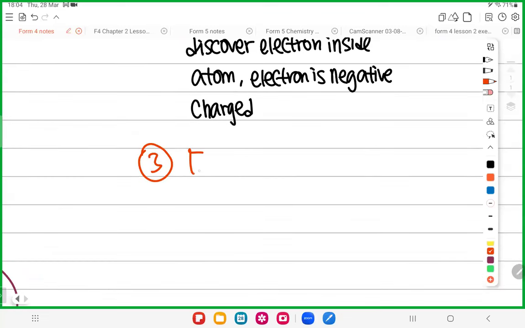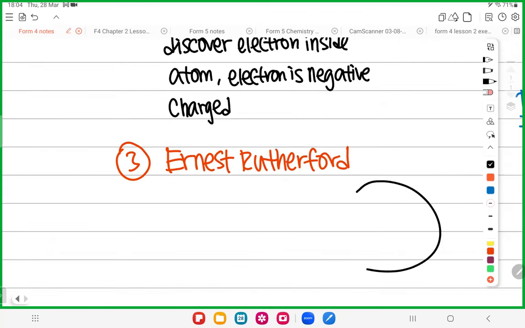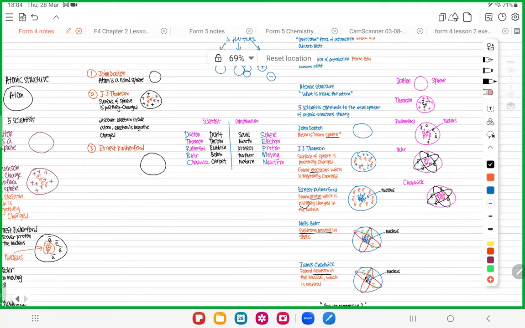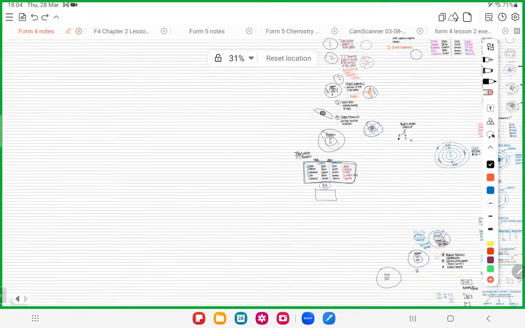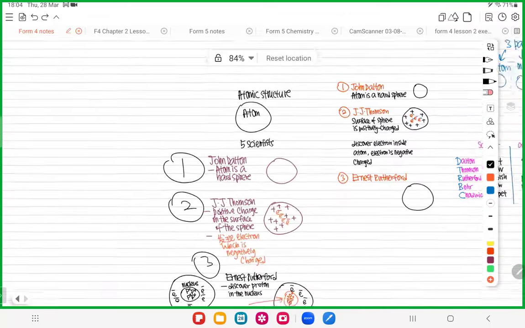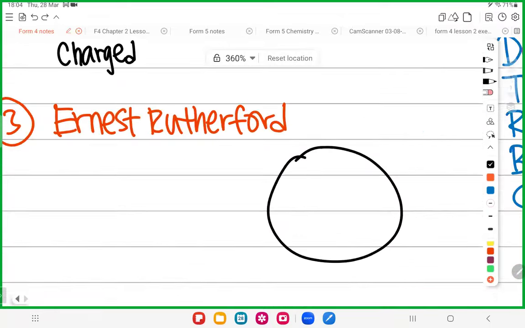The third scientist is called Ernest Rutherford. So what does Ernest Rutherford tell us? Ernest Rutherford tells us, okay, there is a ball, correct? Inside the ball got electron, which is true. And the electron is negatively charged, which is true, okay? So Ernest Rutherford proposed one very important concept.